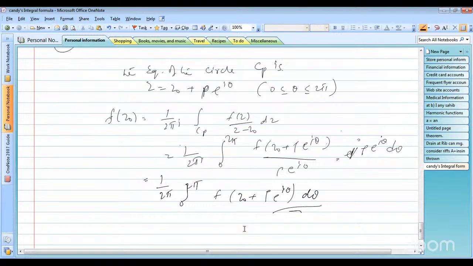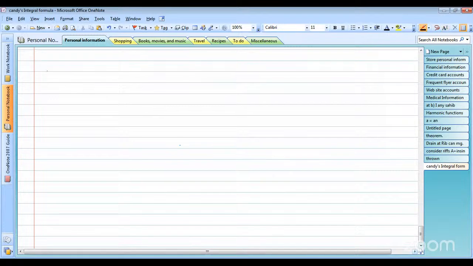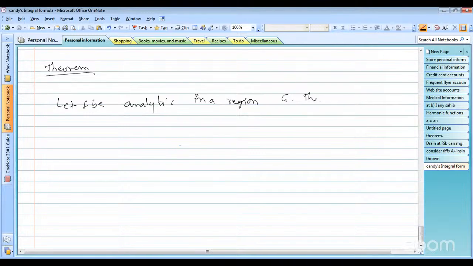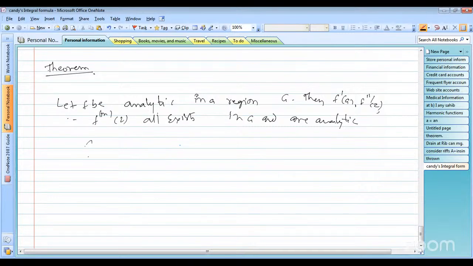Then another theorem we have to prove here. Let f be analytic in a region G. Then f dash z, f double dash z, f n z all exist in G and are analytic in G. So see here, for the proof, given any point alpha in G, I'm taking it here.